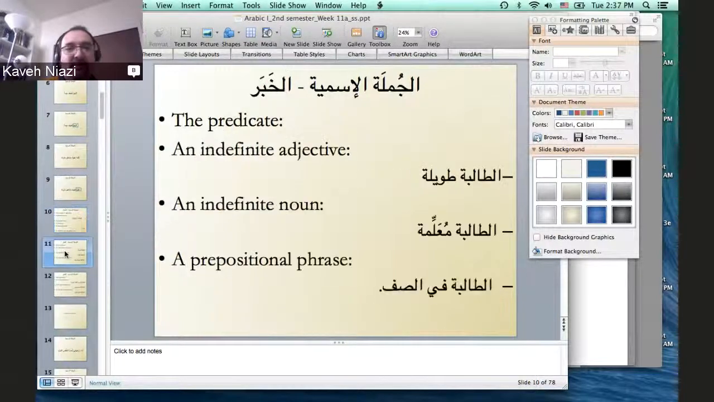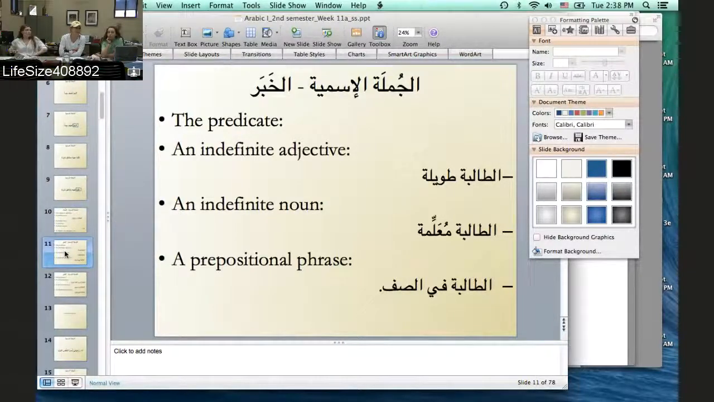All right. Now let's look at the predicate, or the khabar. The khabar could be an indefinite adjective, like at-taliba tawila. What does that mean, at-taliba tawila? The tall student. Not quite. If it was a tall student, it would be at-taliba at-tawila. This is a full sentence. The student is tall. Everyone got that, right? The student is tall.